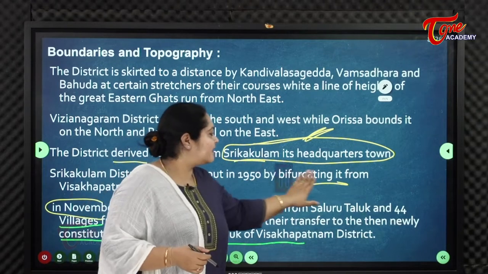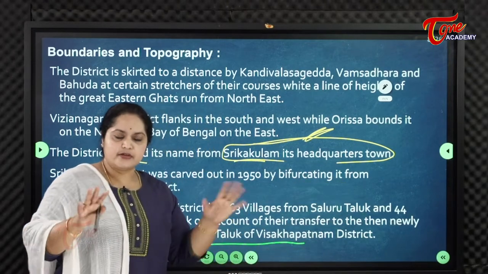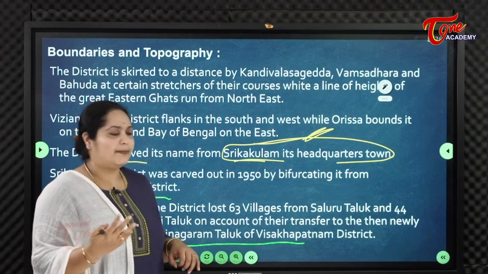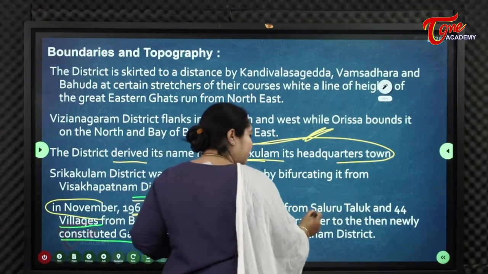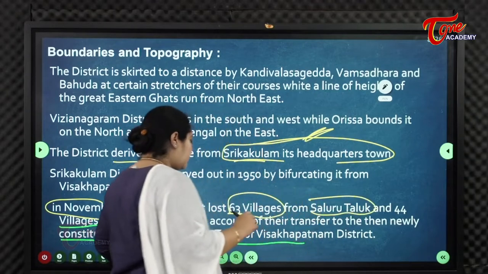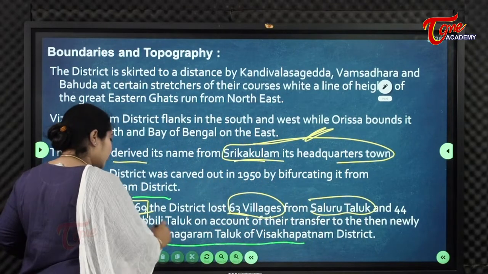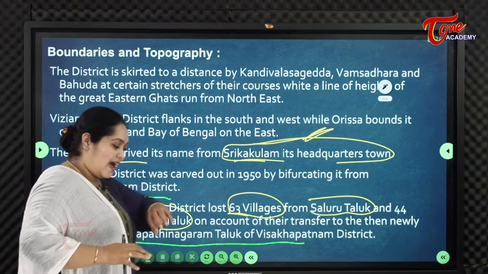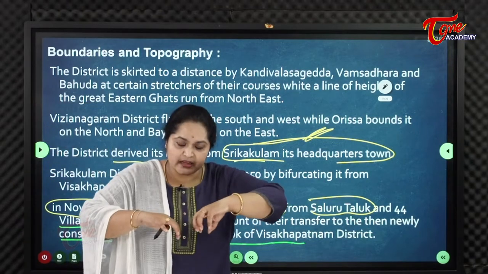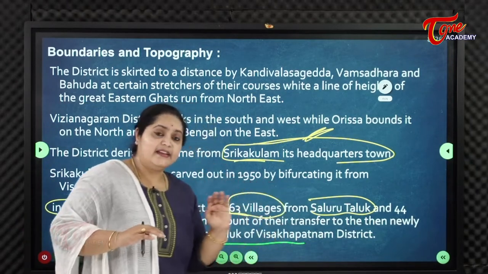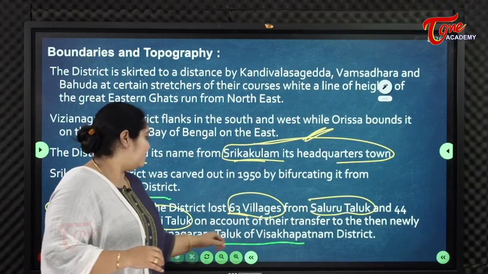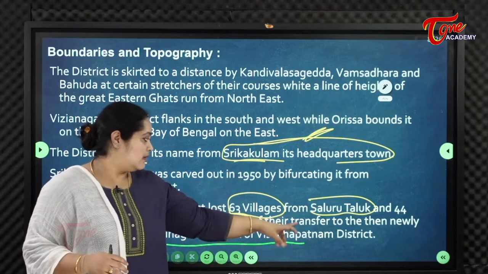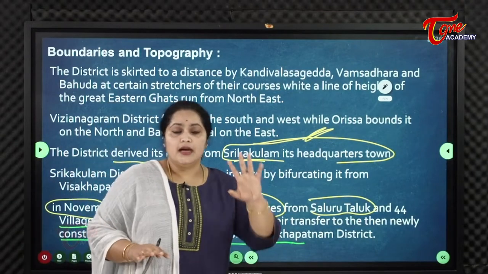Once it was formed in 1950, it was okay. But in 1969, what happened? 63 villages of Saluru Mandalam and 44 villages of Bobbili Taluka were bifurcated and added to the then Gajapati Nagaram Taluka of Vishakhapatnam district.